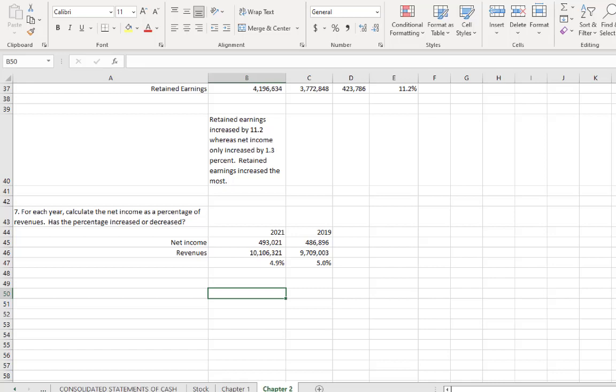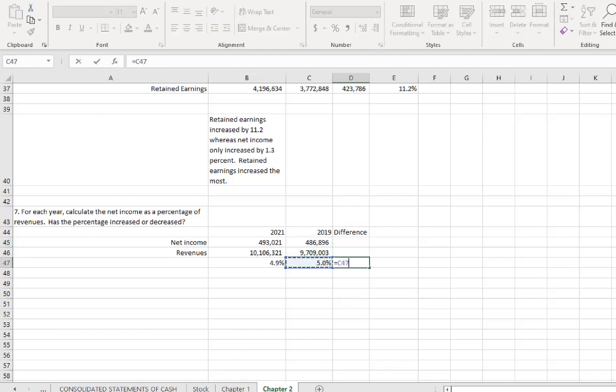And I'm going to put the percentage. And you know what? Before I do that, I really need to show that I did that. So let me do difference here. And then I'm going to say equal this minus this. And that means it went down, right? I have a negative here.